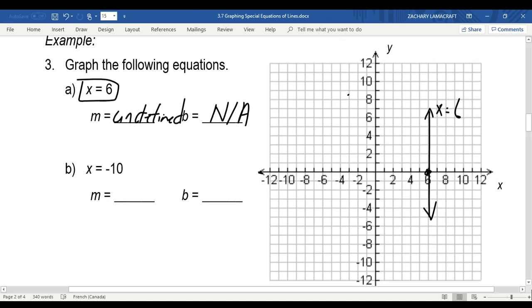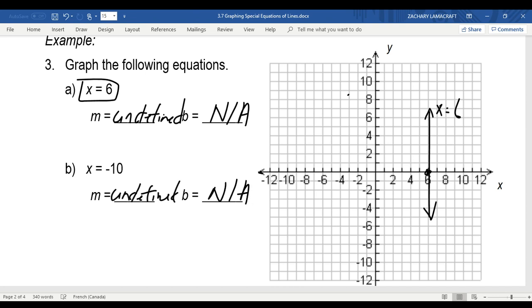So using our knowledge of that equation, what do you think we would do with the equation x equals negative 10? What's our slope? Undefined. And our y-intercept? NA, not applicable. We don't know it. But where do we know our point goes? On the x-axis. Exactly. And we go straight up and down. x equals negative 10.